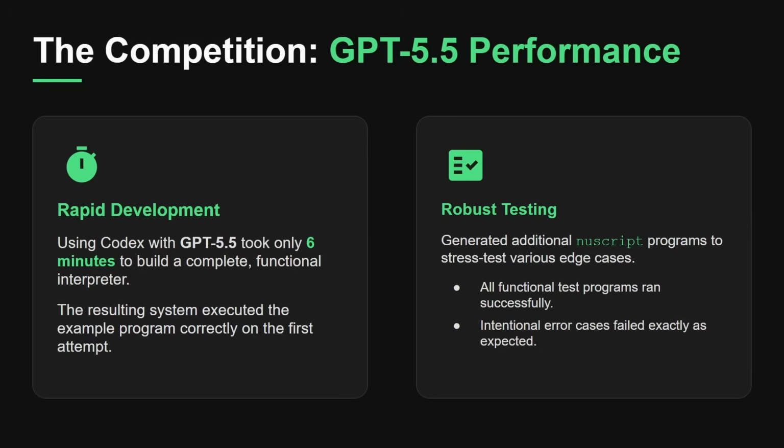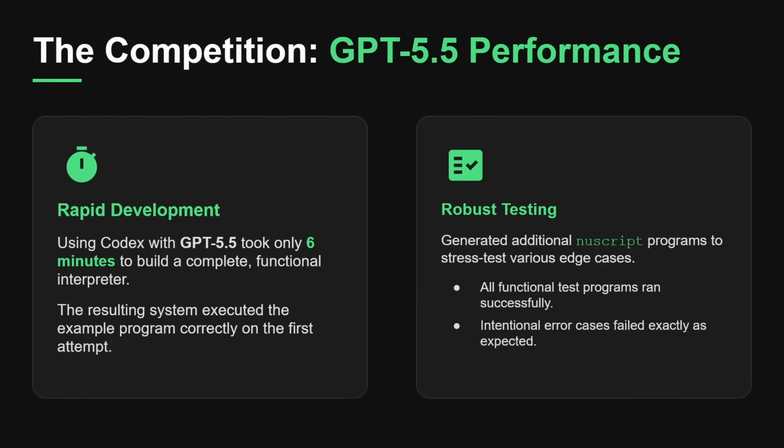Now, I tried it using the real Codex with GPT 5.5. It took 6 minutes on GPT 5.5 and it built a complete functioning interpreter. It was able to run that test program. I then prompted it to write additional NuScrippy programs to stress test various edge cases, which it did, and all of those passed and failed according to what they were meant to do. So this is something that a frontier model can do, and it's not a piece of technology that's unknown. I mean, there have been plenty of interpreters written, and there's plenty of example source code and plenty of documentation out there. So this should be something that these models can handle.